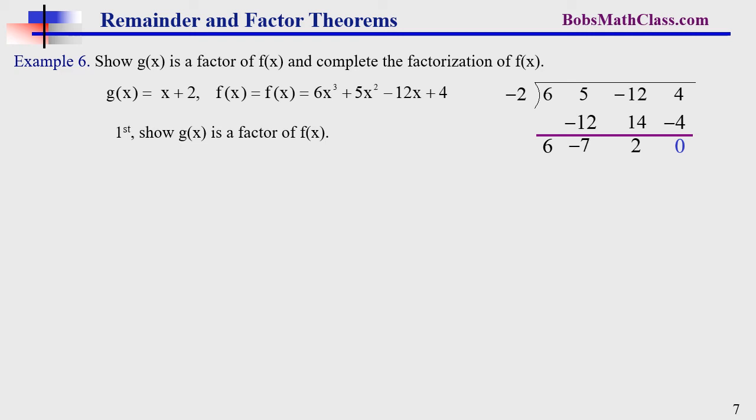And then because it's x plus 2, we're using negative 2 as our divisor. Negative 2 is the value of c, and we do get a remainder of 0. So now we're going to write that in polynomial form. The quotient, 6x squared. We always decrease by 1 from the original polynomial, and then each term gets decreased by 1. So 6x squared minus 7x plus 2.